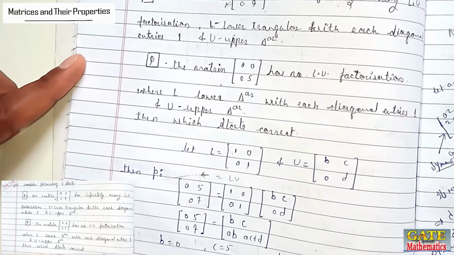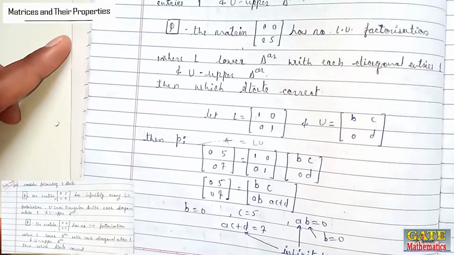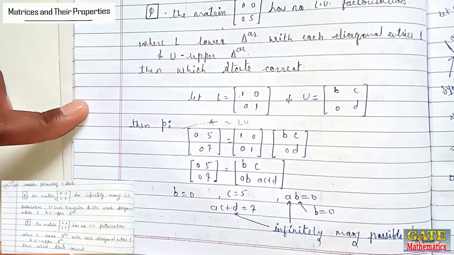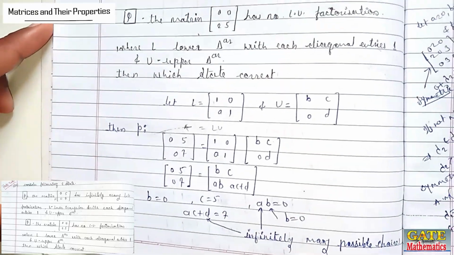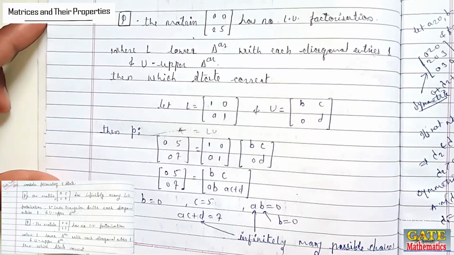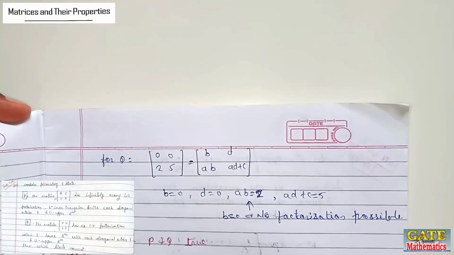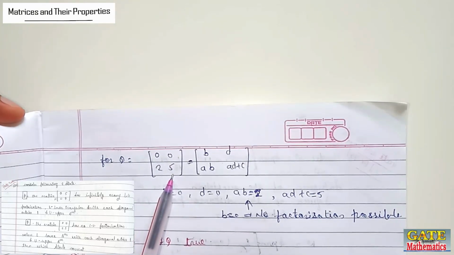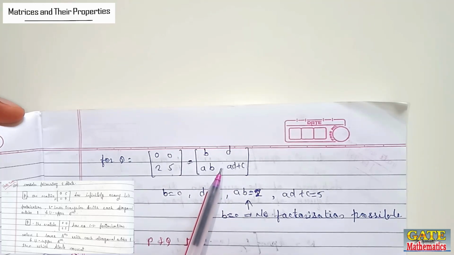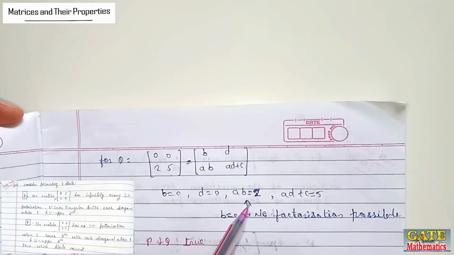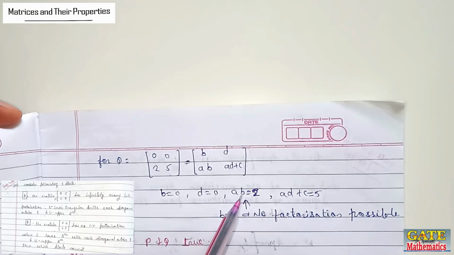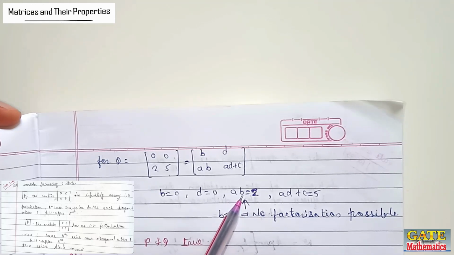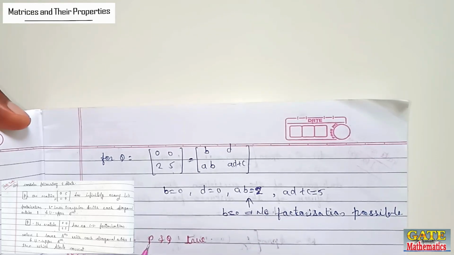Your solutions might be different from my explanation, but that is okay. We have to take the example, a counterexample, that can satisfy our properties. Here it says that option P is true. Now let's check option Q. Here I wrote our matrix Q and compared it with the other LU matrix. I got B is 0, D is 0, AB is equal to 2. If B is 0, then A has infinitely many choices, but there is no LU factorization. So AD plus C is equal to 5. So both statements P and Q are true.